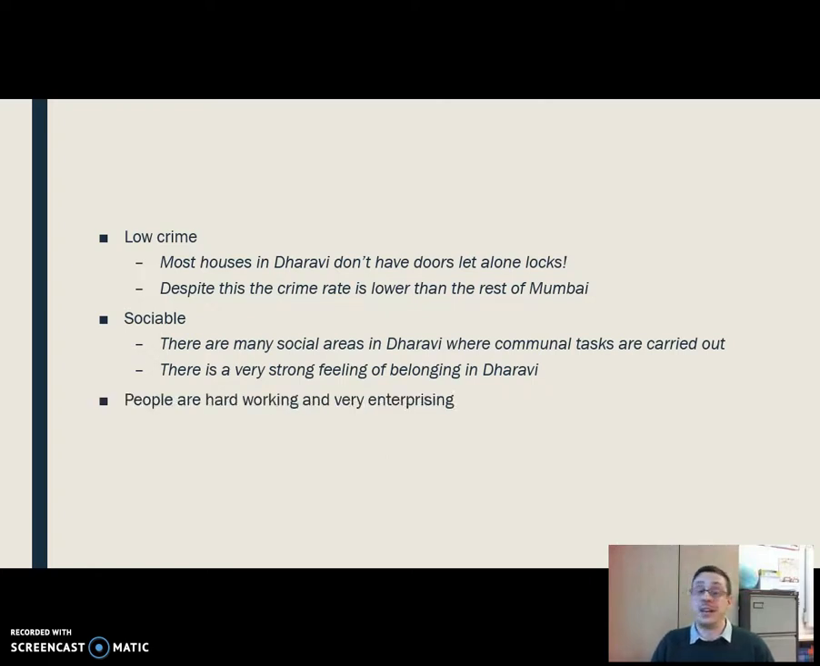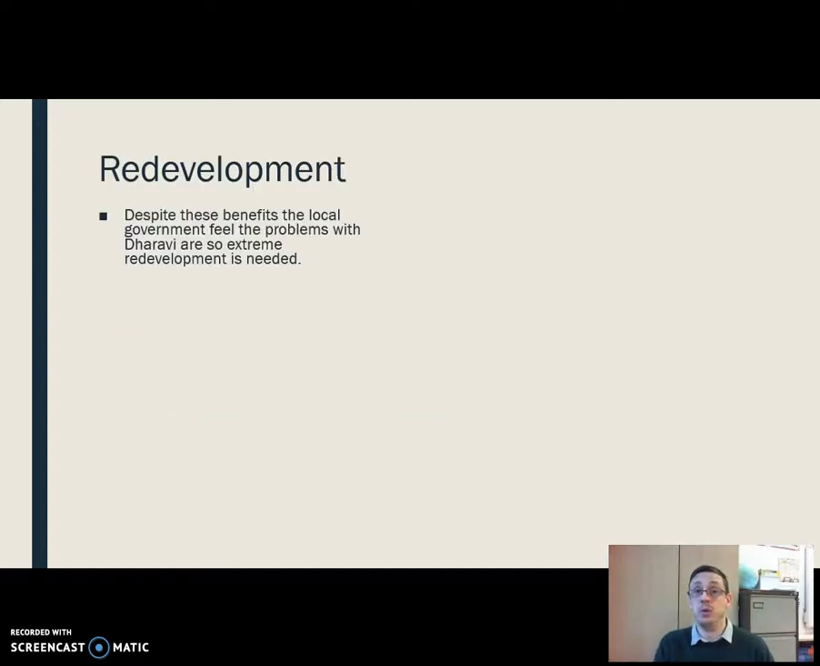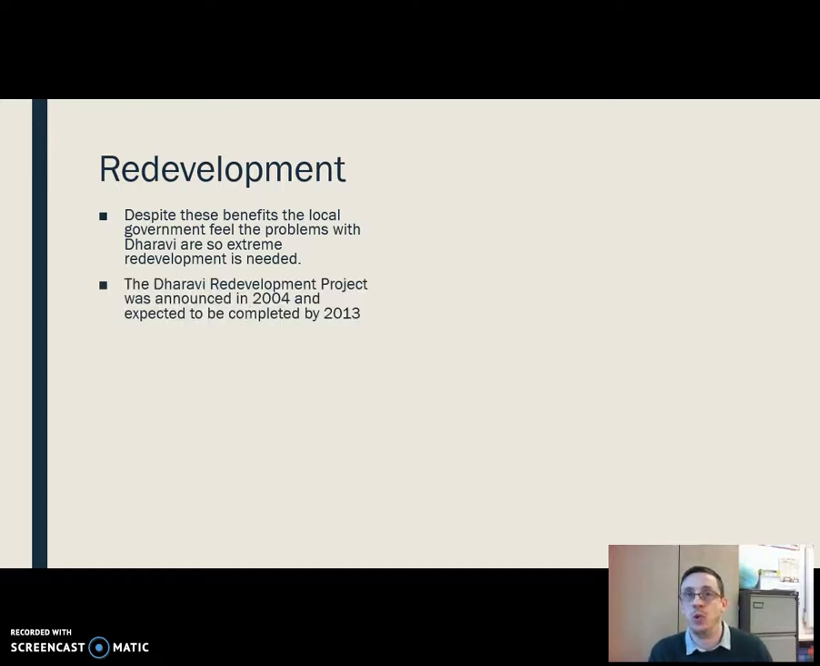And last, the people who do live there are very hardworking and very enterprising, and these are skills, again, that get passed on to the next generation. Now, all of this said, there are moves to redevelop Dharavi. The local government look at it and they think, right, okay, there are pluses to this area, but the negatives outweigh that, so we need to look at how we redevelop it.